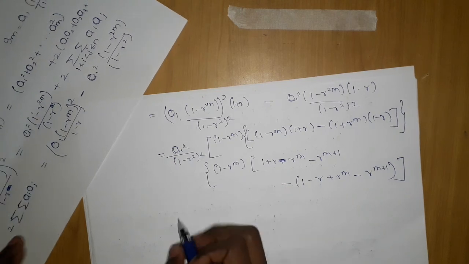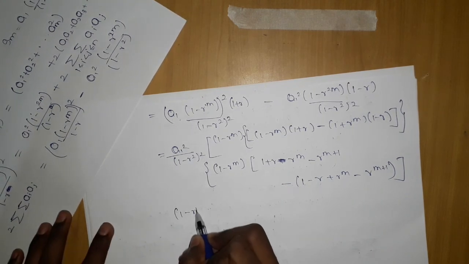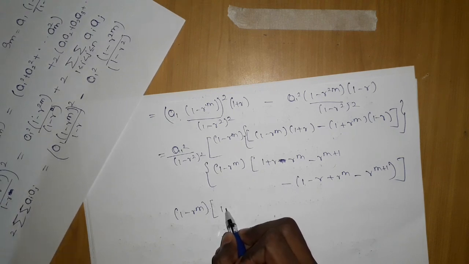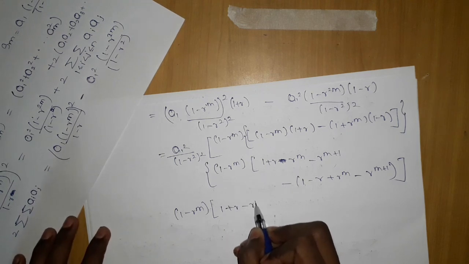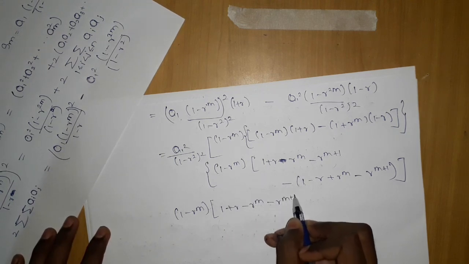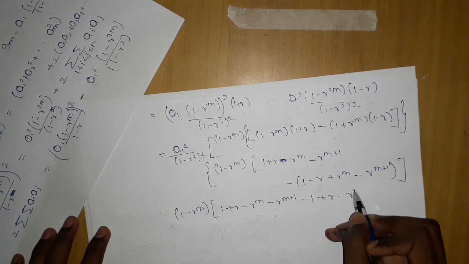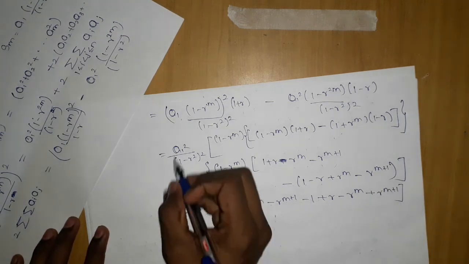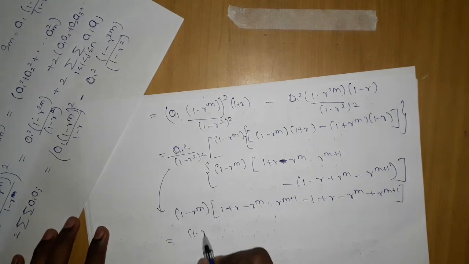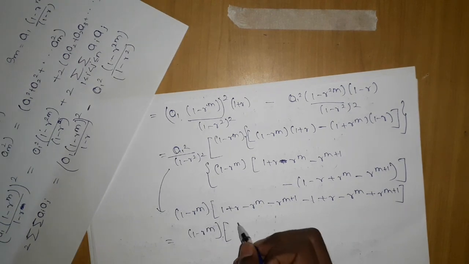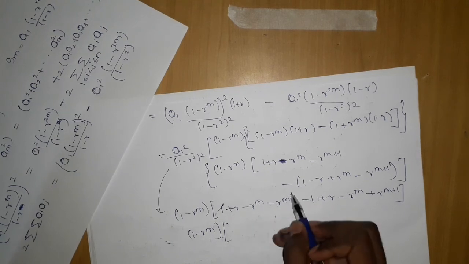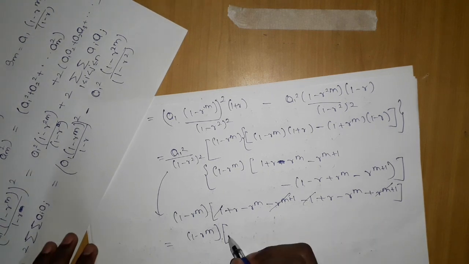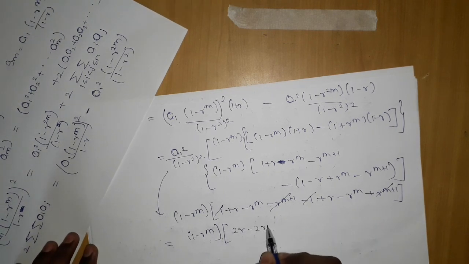Okay, now if I take (1 minus r) power m, this is nothing but 1. If I open this, 1 plus r minus r power m minus r power m plus 1 minus 1 plus r minus r power m plus r power m plus 1. The calculation is quite tough. So (1 minus r) power m. Now here you can directly see that this is cancelling out, this is cancelling out too. So what we are left with is nothing but 2r minus 2r power m.